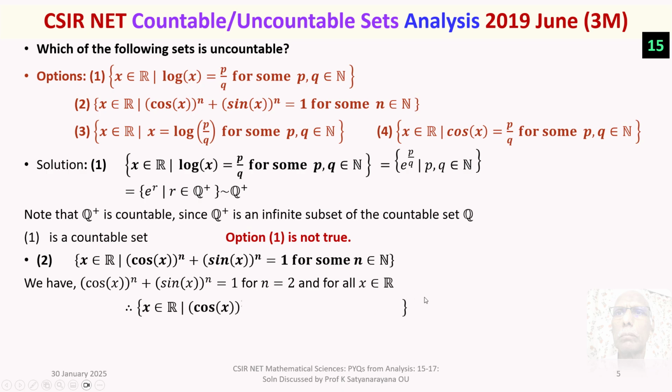Therefore, this set is equivalent to R, where R is uncountable. Its cardinality is C. Therefore, this given set is uncountable. And we have to find out that set which is uncountable, and we have found. Therefore, option 2 is true. We move on to the next slide.